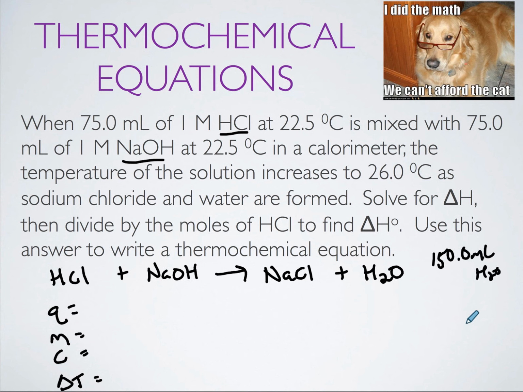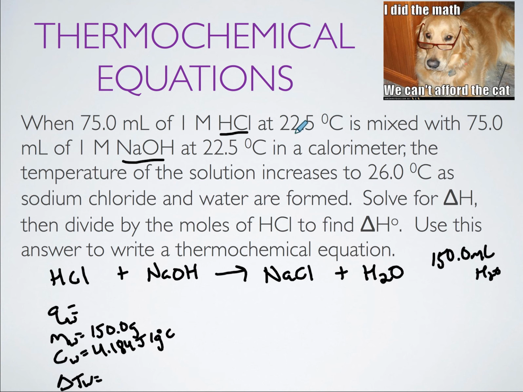And because the density of water is 1, 150 milliliters is the same as 150 grams. So that's going to be the mass that I use here. And actually, all of these numbers that I initially start off with are going to be numbers for water. Because I know the specific heat of water, I know it's 4.184 joules per gram degree Celsius. I don't know the specific heat of these other substances here.